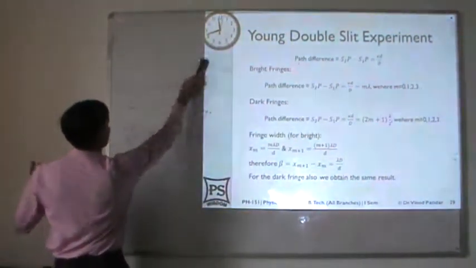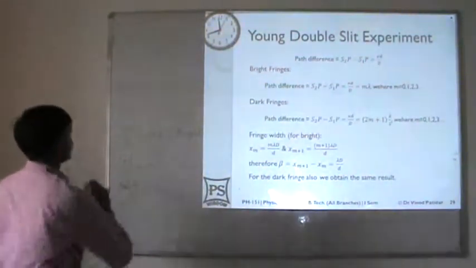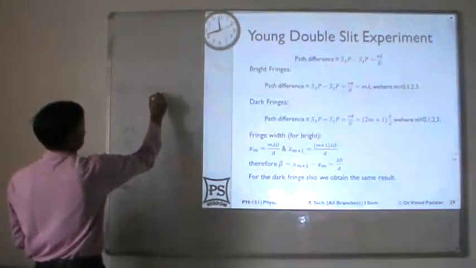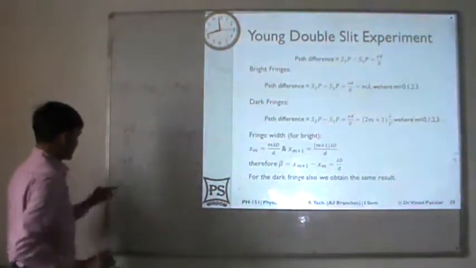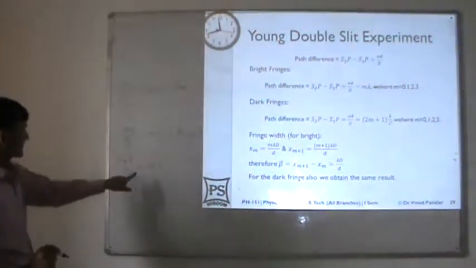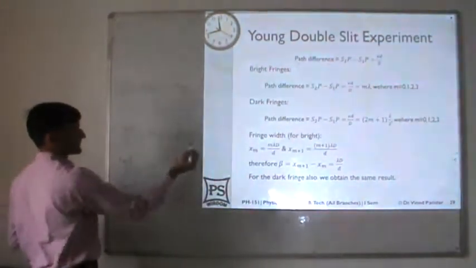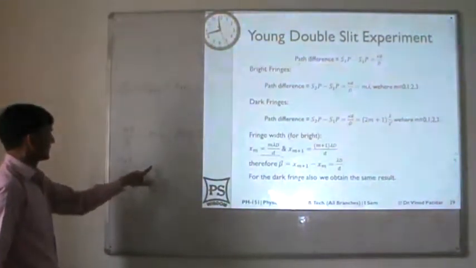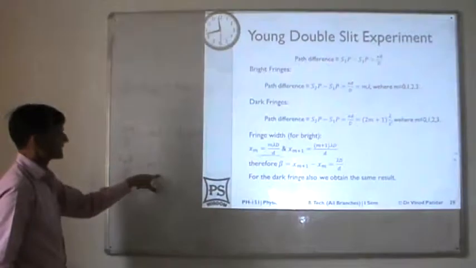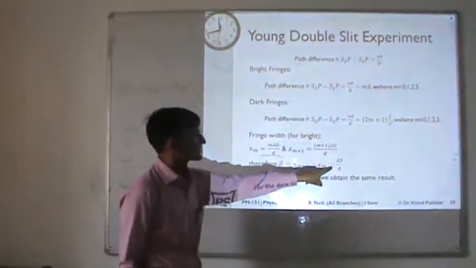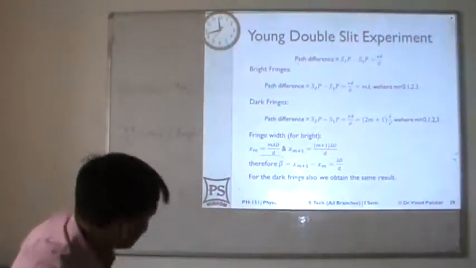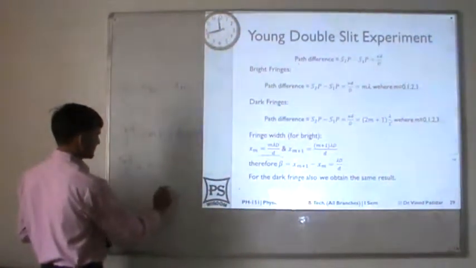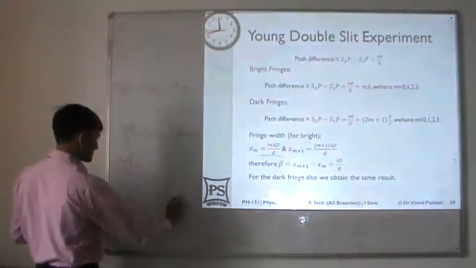Now we calculate the value of beta, which is the fringe width, which is xm plus 1 minus xm, and from this we can calculate the values. Here xm will be m lambda capital D over small d, and xm plus 1 will be like this. Okay, so when you subtract this, you finally obtain that the fringe width beta equals lambda D over d. Okay, so this is the expression for the fringe width.